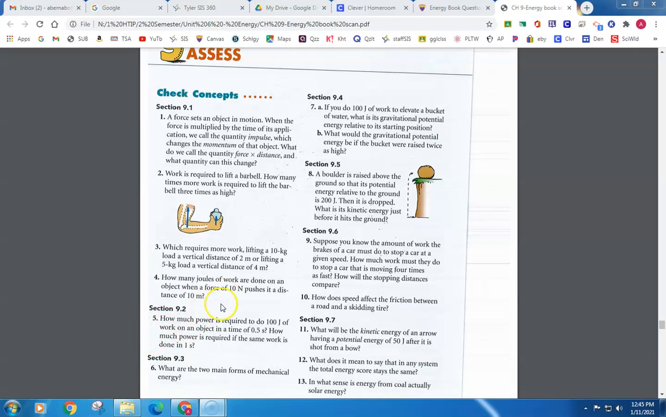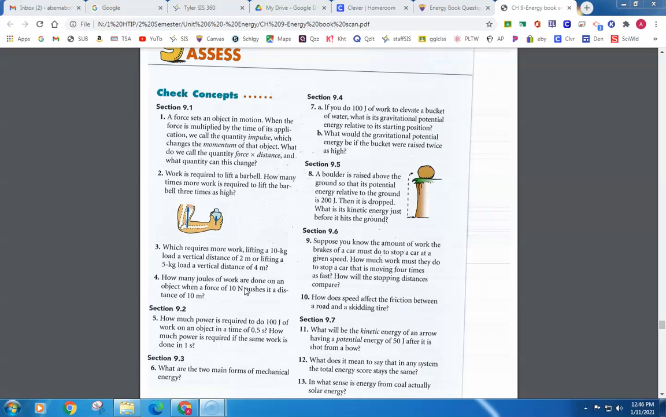Okay, I want to go over your book questions. Number 1, a force sets an object in motion. When force is multiplied by time of its application, we call the quantity impulse, which changes the momentum of the object. What do we call the quantity force times distance? Well, that is work. And what quantity does it change? Well, that changes energy.